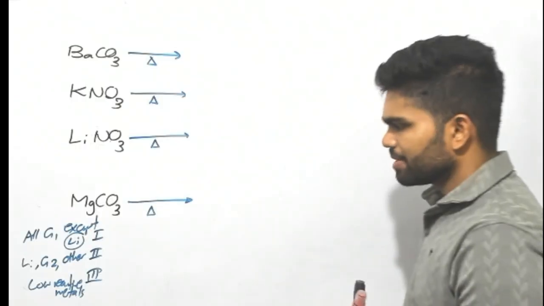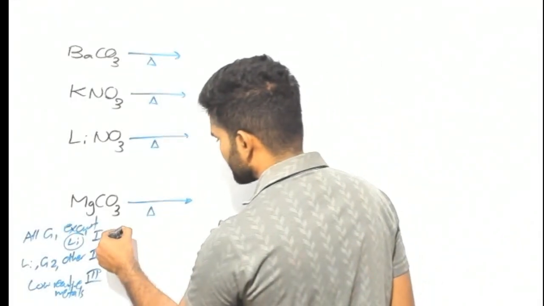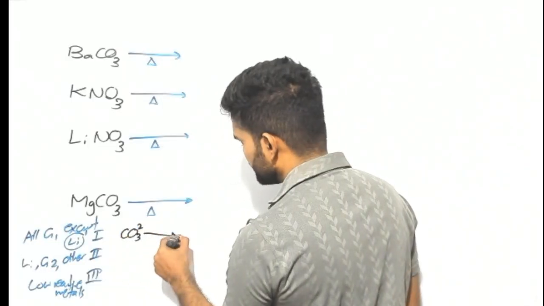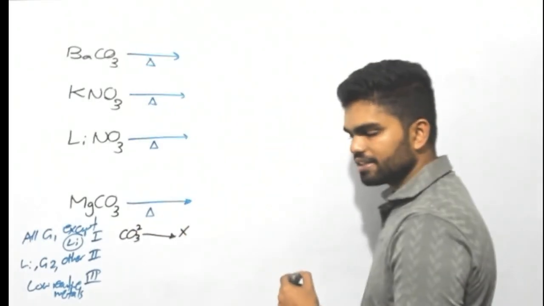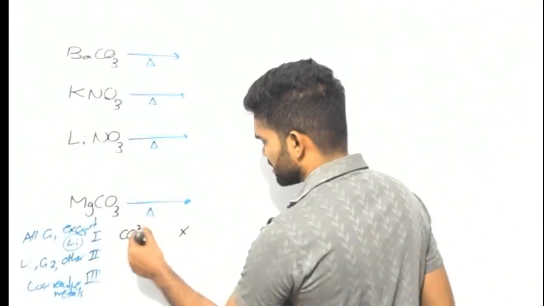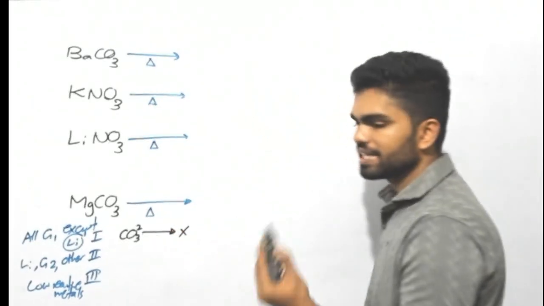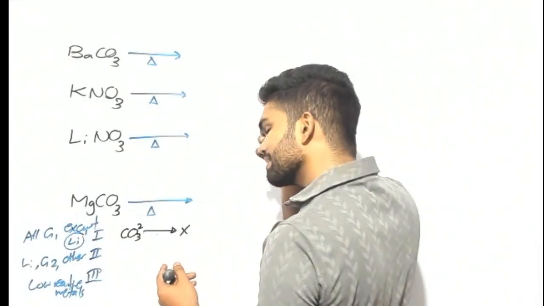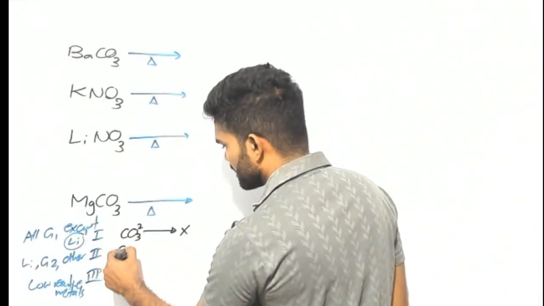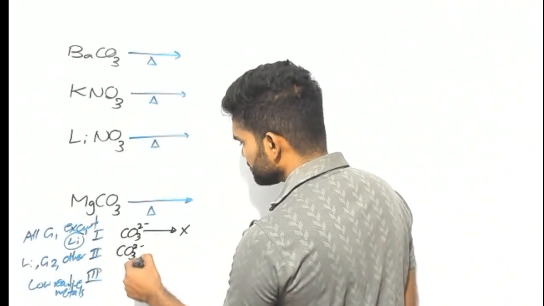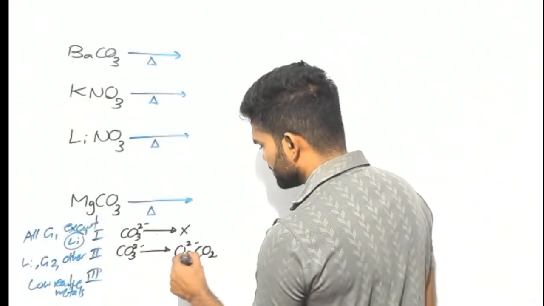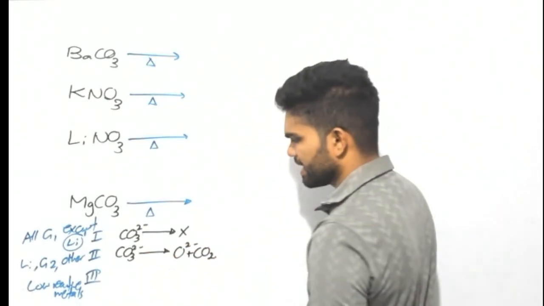If it is a carbonate of group 1, the first section, they are not going to undergo thermal decomposition. They are thermally stable. When you heat them, they just melt without decomposing. Right? And if you go to the second category, those carbonates give you oxide and carbon dioxide, with carbon dioxide as the gas.